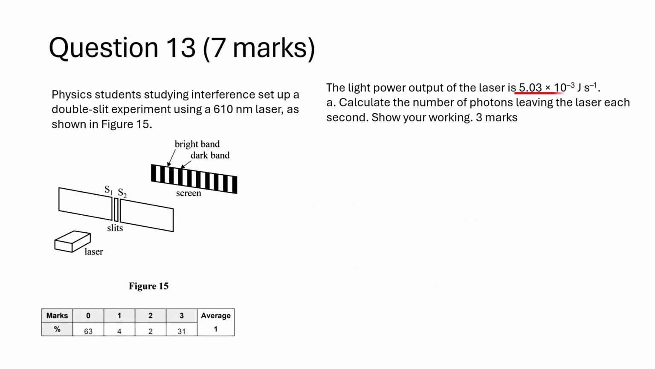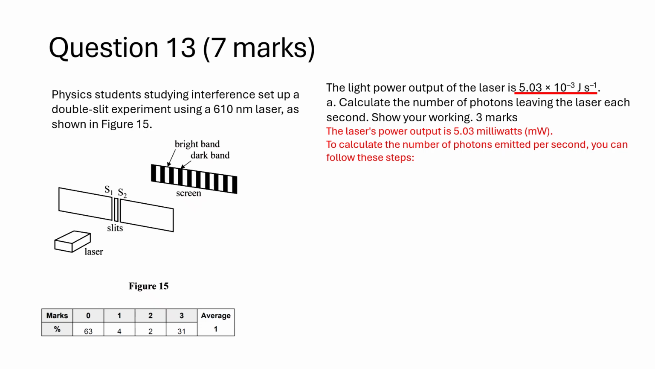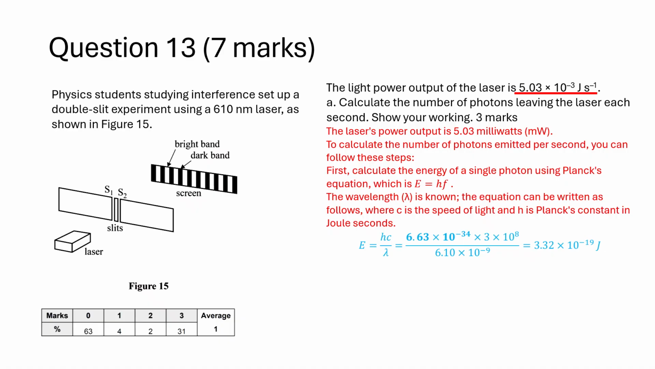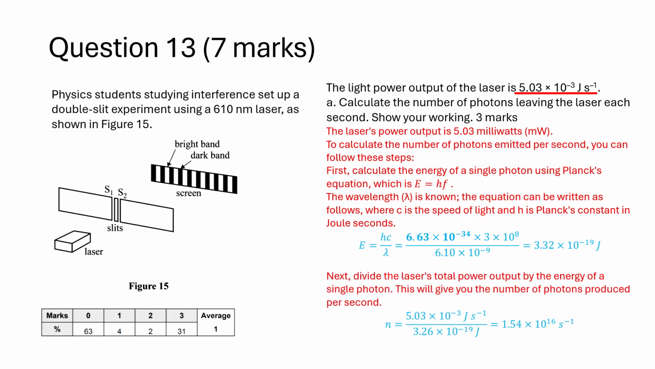The laser's power output is 5.03 milliwatts, mW. To calculate the number of photons emitted per second, you can follow these steps. First, calculate the energy of a single photon using Planck's equation, which is E equals hf. The wavelength, lambda, is known. The equation can be written as follows, where c is the speed of light and h is Planck's constant in joule seconds. Next, divide the laser's total power output by the energy of a single photon. This will give you the number of photons produced per second.